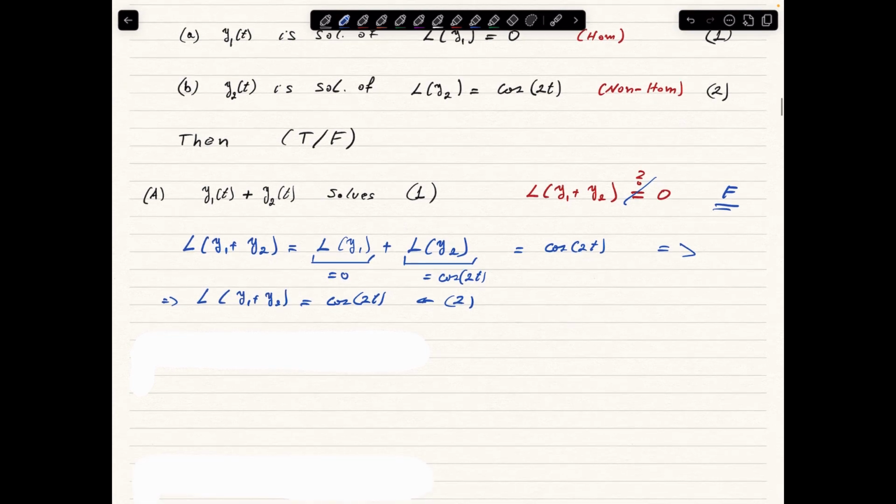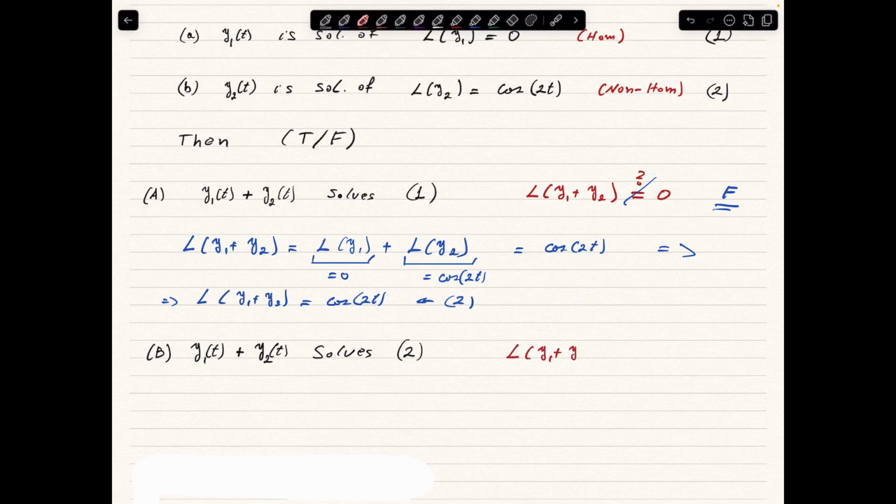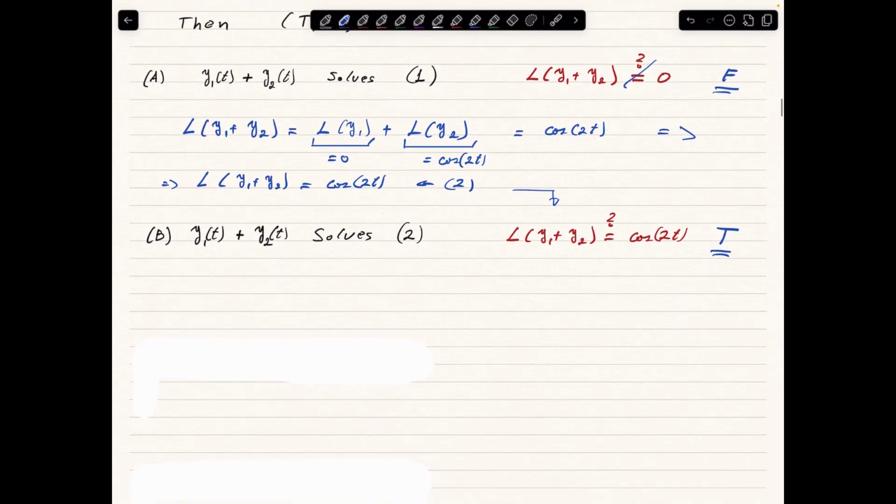So now comes the other question. Is this a solution of equation 2? Let's put it in formulas. It's asking, is L of y1 plus y2 equal to cosine of 2t? Well, we just have seen that yes. So because of that, this is true. So true. No need to do any calculations.